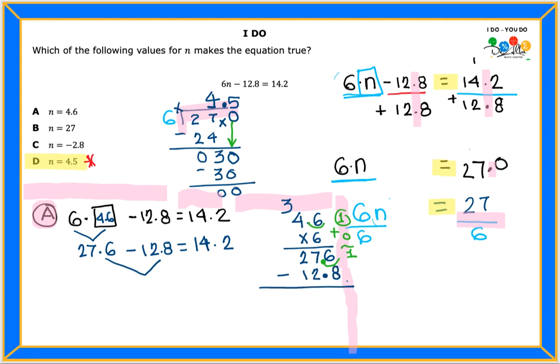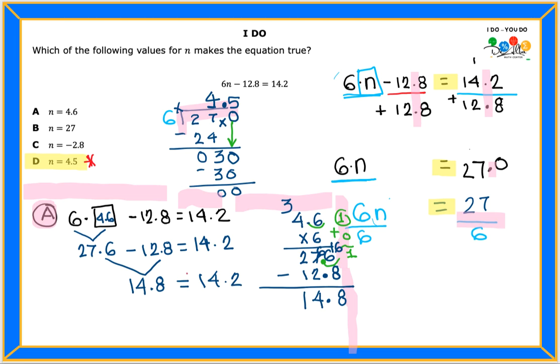Like this. And I'm going to say, can I do 6 minus 8? The answer is no, right? We have to regroup. This will become a 16 and the 7 becomes a 6. Now I can do 16 minus 8 and the answer is 8. Decimal point, we bring it down. I do 6 minus 2, that is 4. And I do 2 minus 1, that is 1. So when I subtract 27.6 minus 12.8, I get 14.8. And on the other side, it should be equal to 14.2.